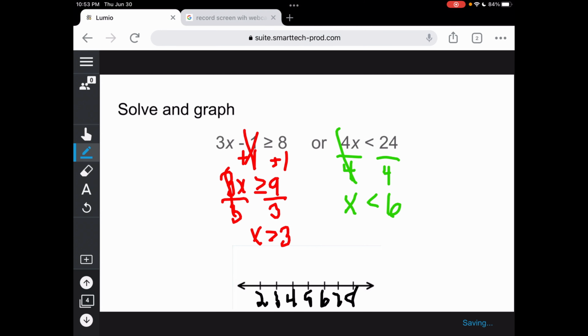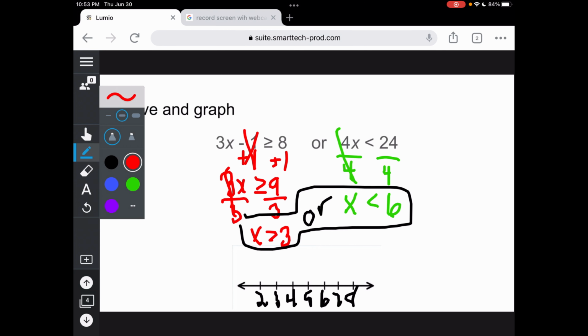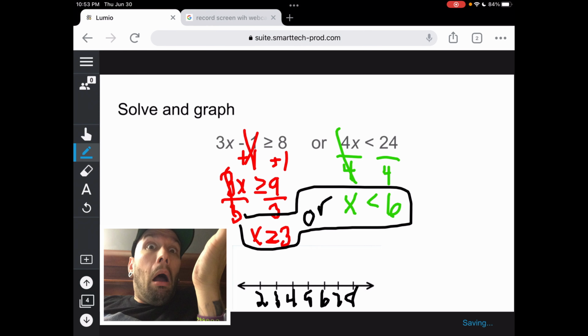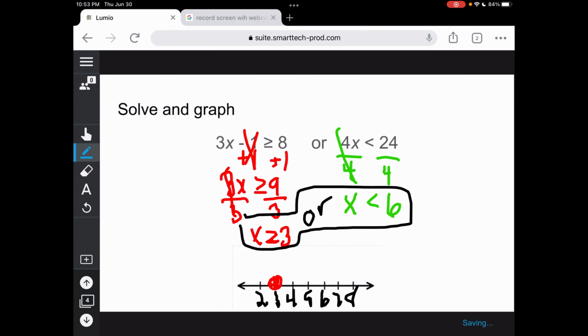And the word that combines these is the word or, so x has got to be bigger than 3 or less than 6. Let me put a circle there. Oh, this is supposed to be greater than or equal to 3. That could have been a big mistake. Alright, so let's go to 3. Fill it in. X has got to be bigger than that, so I'm going to put a big arrow going to the right.